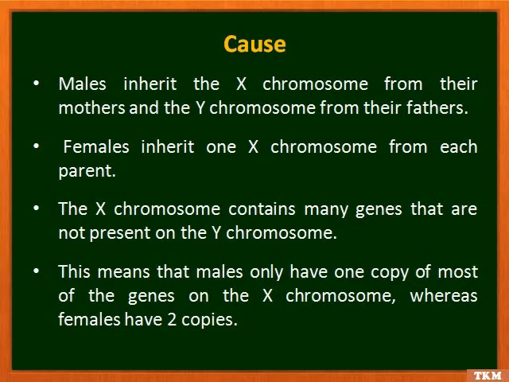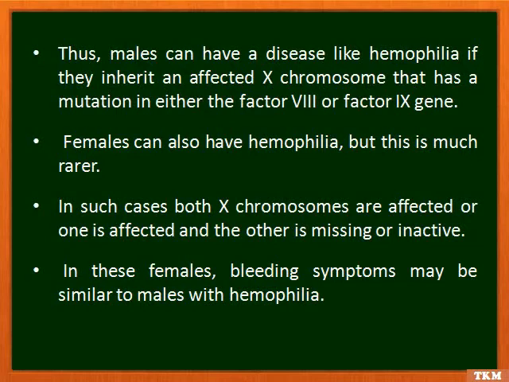Thus, males can have a disease like hemophilia if they inherit an affected X chromosome that has a mutation in either the factor 8 or factor 9 gene. Females can also have hemophilia, but this is a very rare situation. Very rarely, both the parents are either carriers or affected by this gene. In such cases, both X chromosomes are affected, or one is affected and the other one is missing or inactive. In these females, bleeding symptoms may be similar to males with hemophilia.